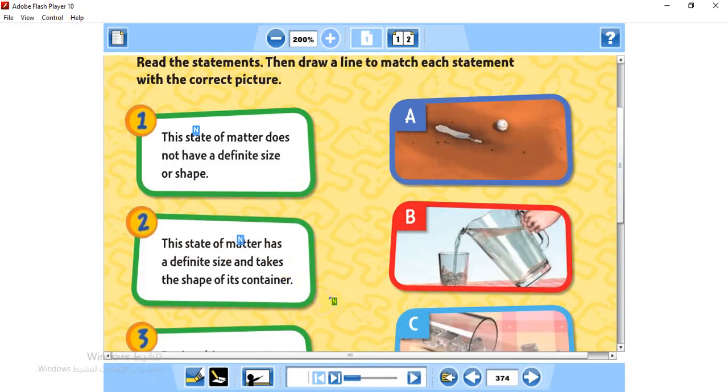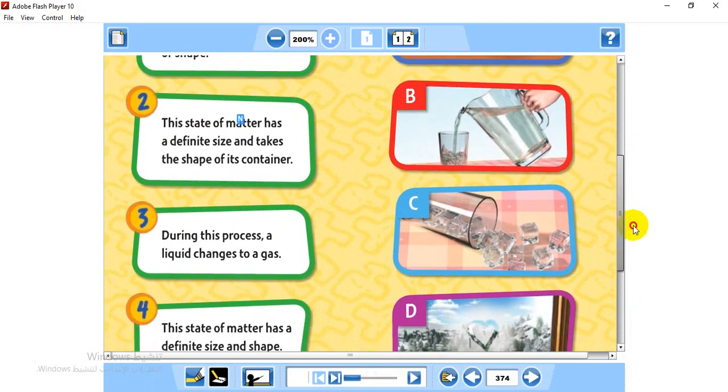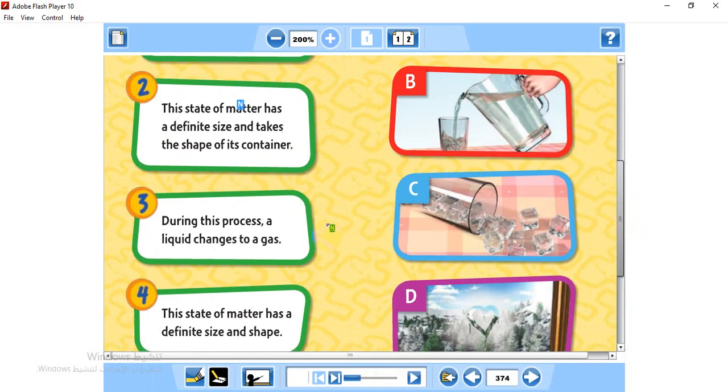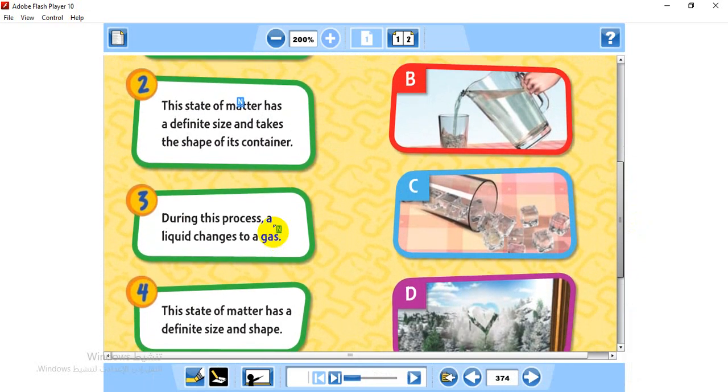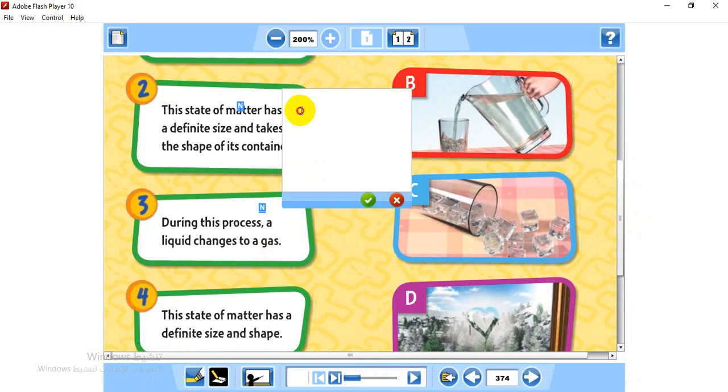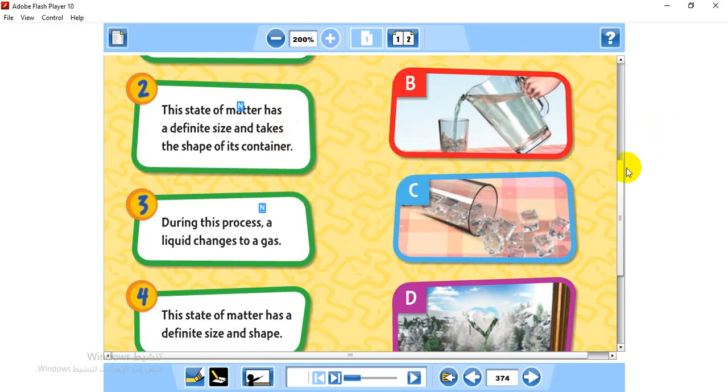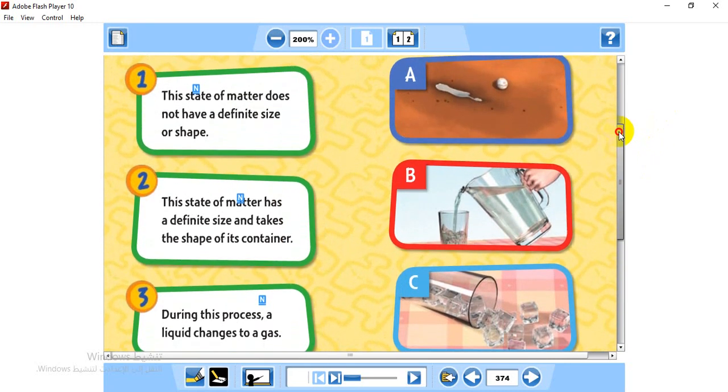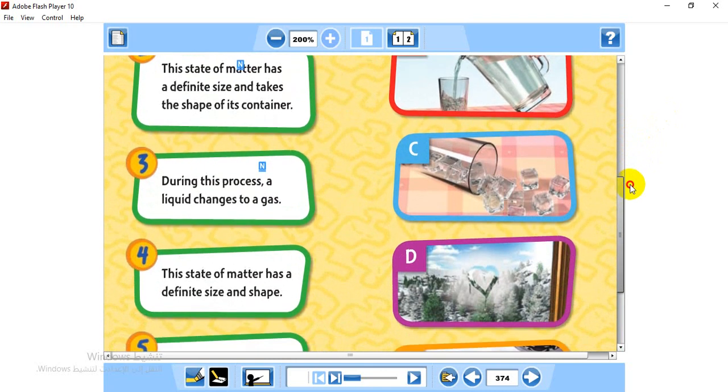For that reason, I think I have to match letter A with what exactly? With 3. Okay, so I will write here matched with letter A. So if you see now, letter A is related to number 3.